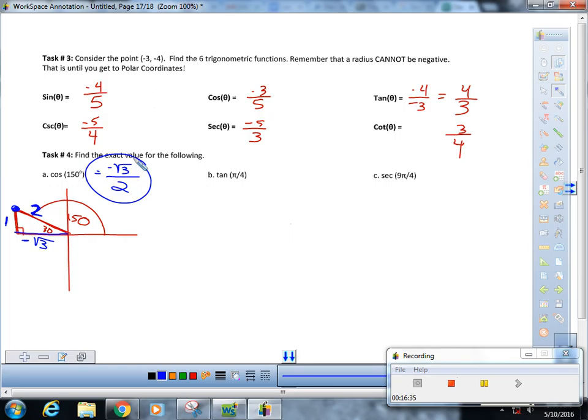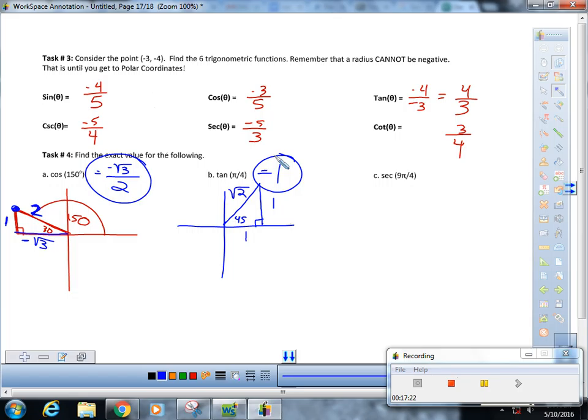Okay? Tangent of pi over 4. What's pi over 4 as degrees? It's 45. This is an easy reference angle because it is 45. What's my 45, 45, 90 triangle simplified? If I call these 1, then what's my hypotenuse? Radical 2. Tangent is? That's right, it's 1. Okay?